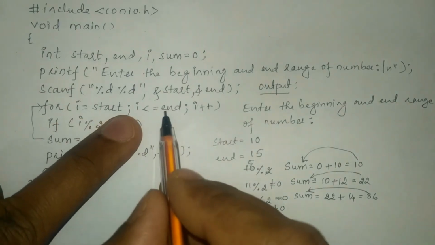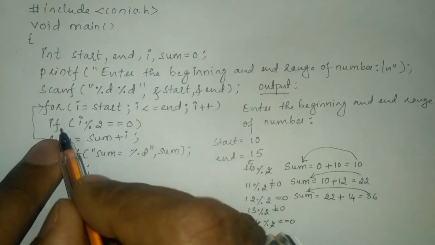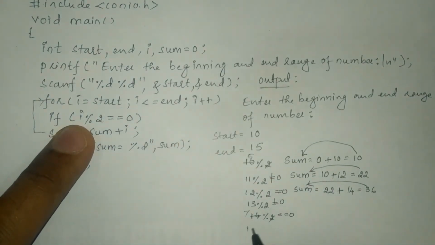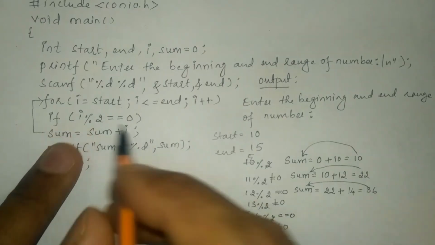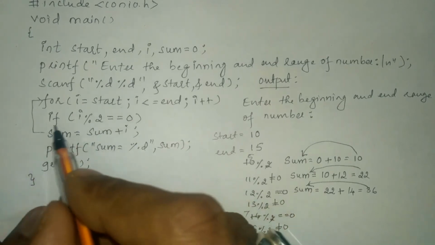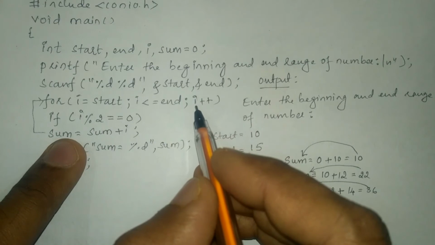So 15 is less than or equal to end 15. Yes, it is true. If it is true, then this condition will be checked. Here we'll write 15 modular division by 2 is not equal to 0 because it gives me remainder 1. Correct? It is not equal to 0. Hence this particular statement will not get executed. Again control transfers back to the for loop by incrementing the value of I by 1.